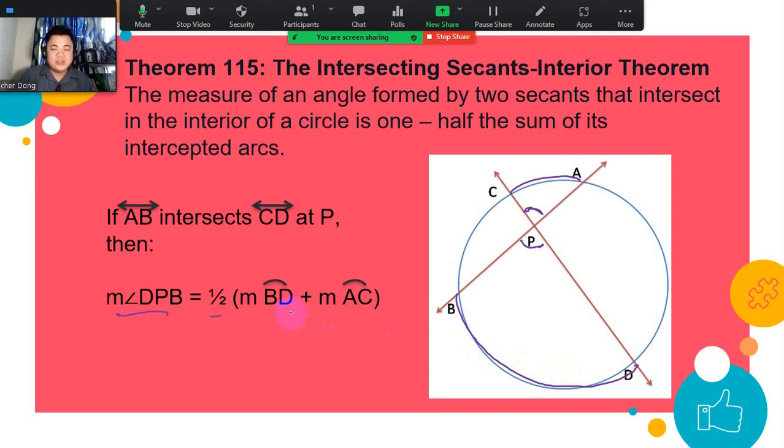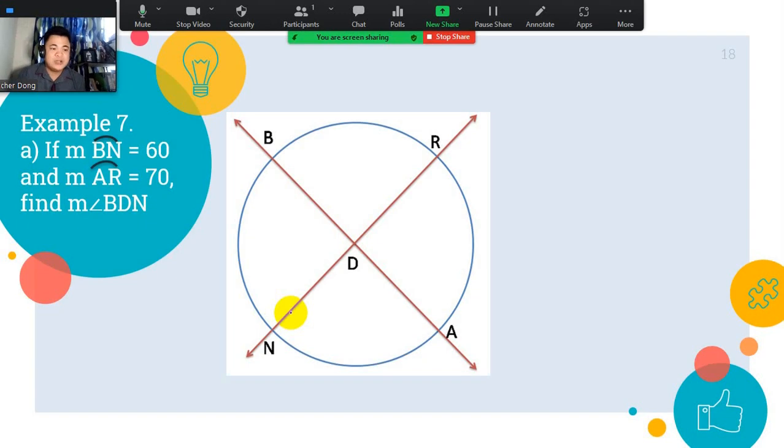A while ago in Theorem 113, we were subtracting the far and near. In this case, we don't have the far and near. Okay, so since it's an addition, it's up to you which arc you are going to write first. Again, to solve for the measurement of the angle formed in the interior of the circle, just simply multiply 1/2 times the sum of the measurements of the two arcs. Okay? That's it. Let's have example number 7.